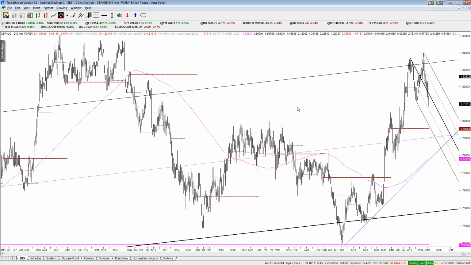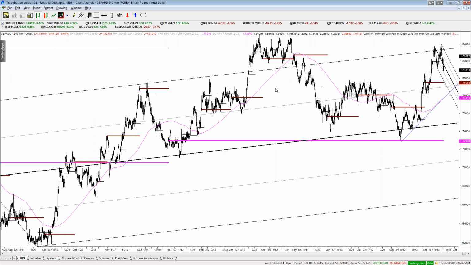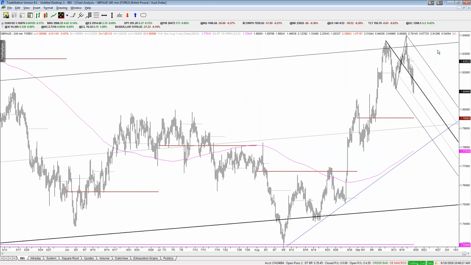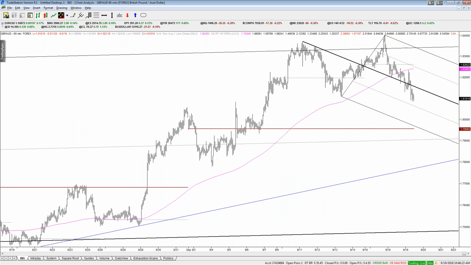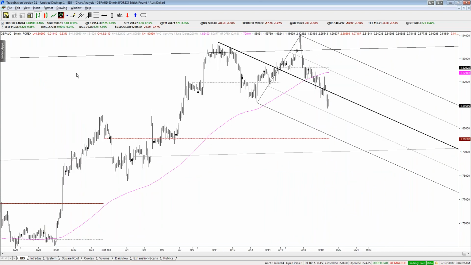which, as we said yesterday, right? This is the 4-hour chart. The daily chart was shown yesterday, and that showed the failure here at that beautiful upper parallel. Well, if we go to an hourly chart now, guess what? You can draw yourself a nice little bearish fork to work with in British Pound Aussie Dollar, okay?